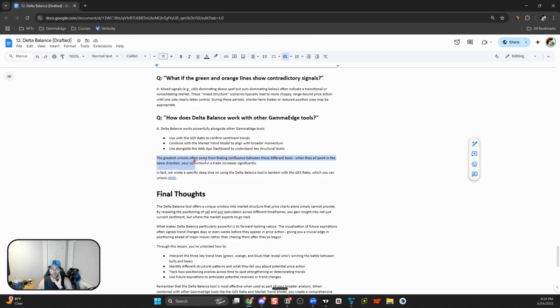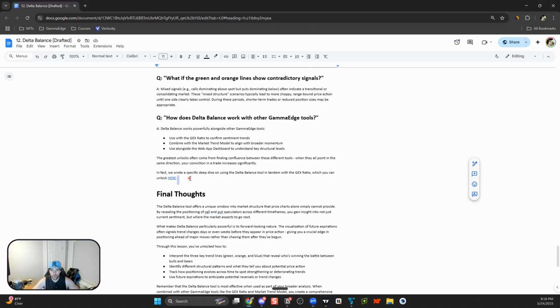Right, and the greatest unlocks come when finding confluence between our different various tools. When they all point in the same direction, your conviction in the trade increases significantly, or it should, right? But it's not only the trade, delta balance is very important for understanding just the overall general environment of the market. So, applying this to SPX as an example and just understanding how participants are positioned out in time, very important because the SPX is so massive, as we just went through at the beginning of the lesson. By understanding SPX, you can generally understand the market's positioning as a whole.